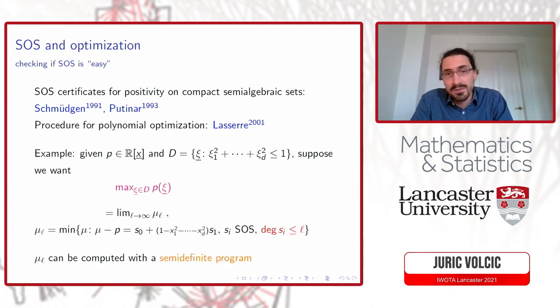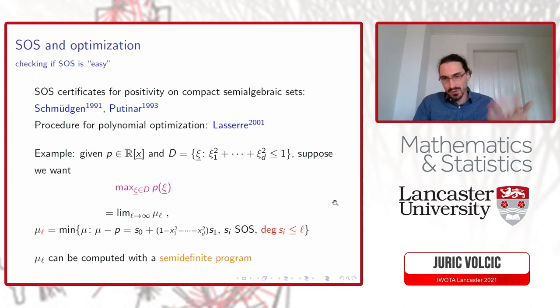And then we go a little bit further. I'm going to replace that mu with mu l, where I'm minimizing the same thing, except that now I impose bounds on the degrees of the sums of squares that appear in here. So let's say I bound the degrees by l and call that mu l. Then this maximum of the polynomial over the ball is the same as the limit when l goes to infinity of mu l.